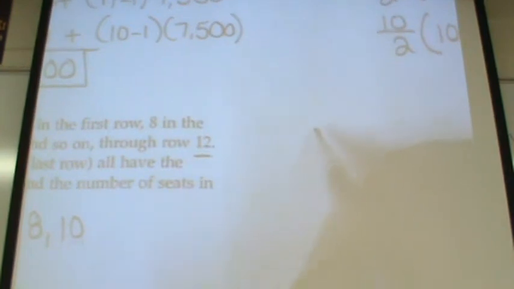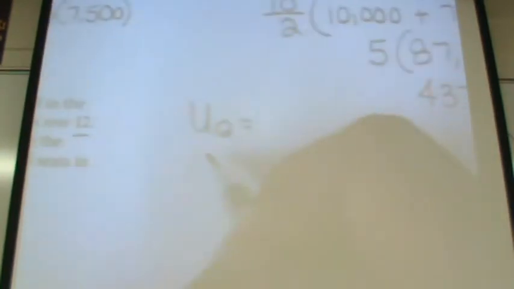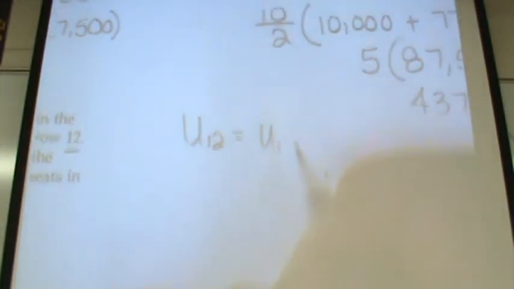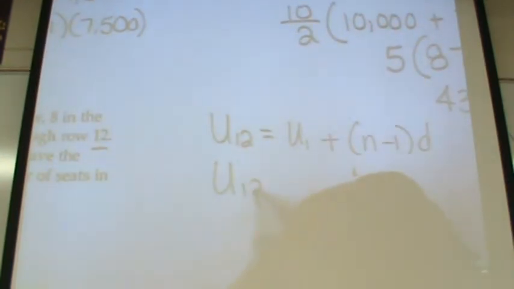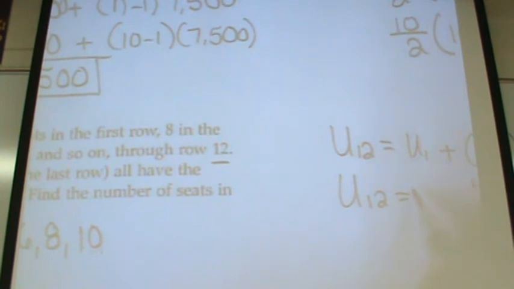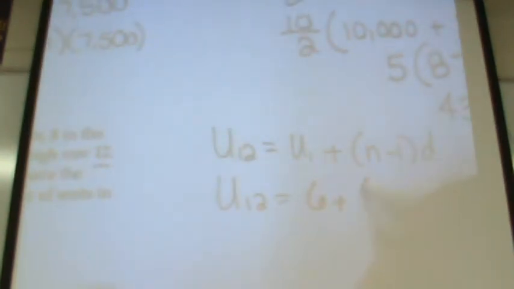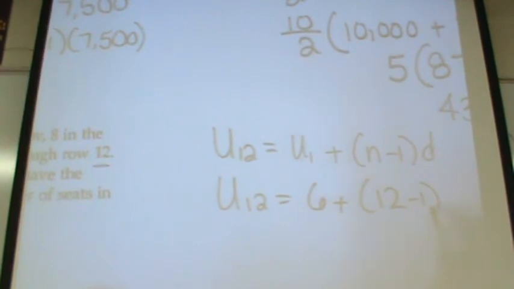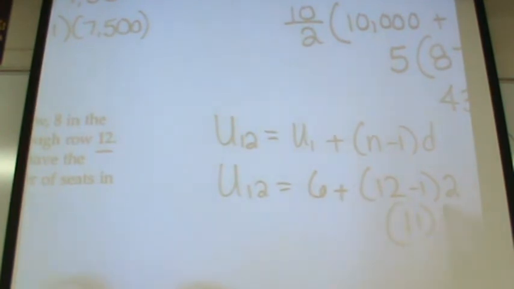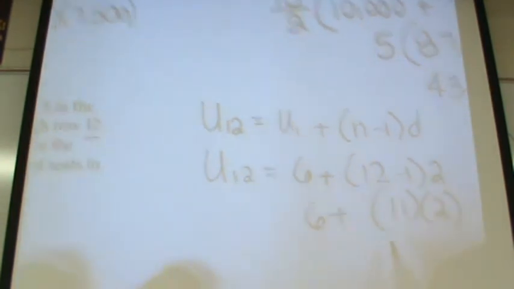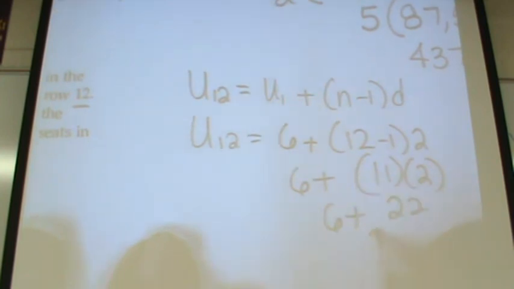So on the side here, we're going to do the 12th row. It has U sub 1 plus n minus 1 times d. The first row had 6 seats, and then we have 12 minus 1, and what's happening here is you're adding 2 to each row. So you have 11 times 2, and you're going to add 6 to that. So 22 plus 6 is 28. So the 12th row has 28 seats.